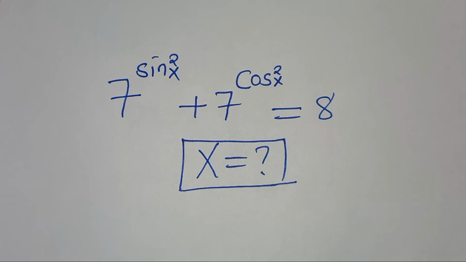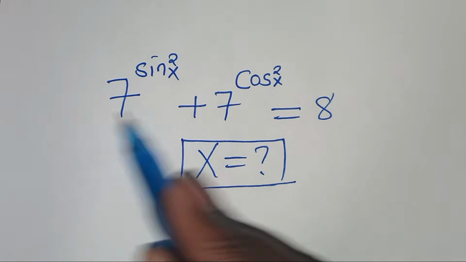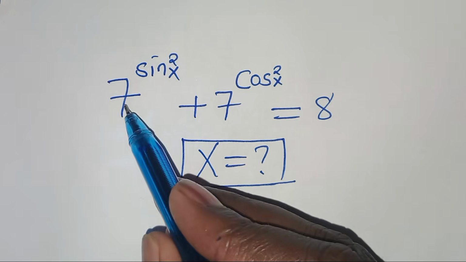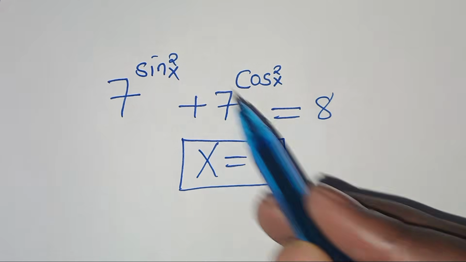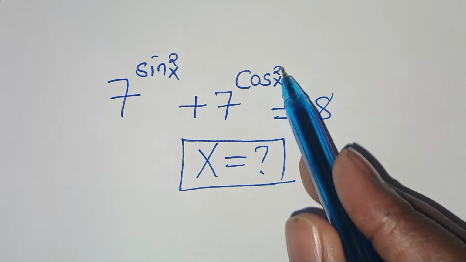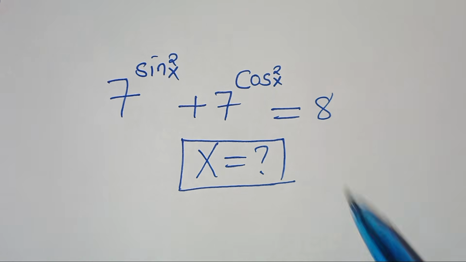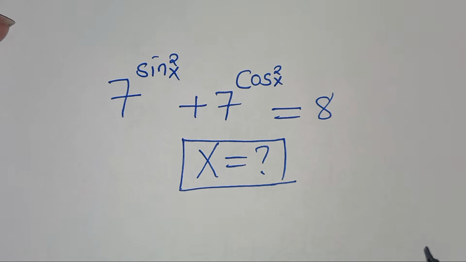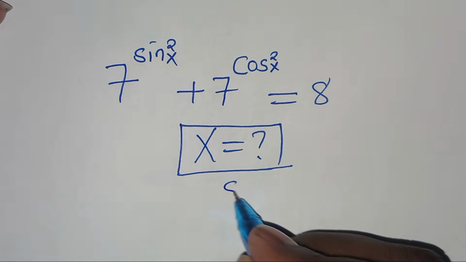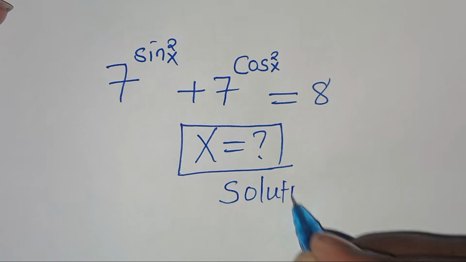Hello everyone, you're welcome to solve this nice trigonometric math problem, which is 7 raised to the power of sine squared x plus 7 raised to the power of cos squared x. This is equal to 8. So what are the values of x? Now let's provide a solution from here.